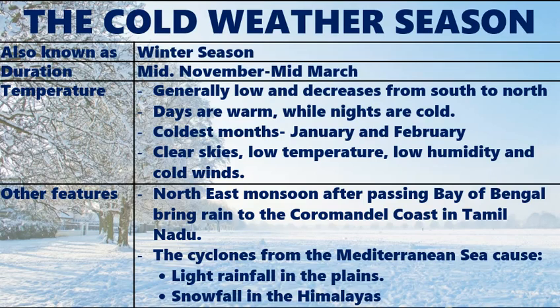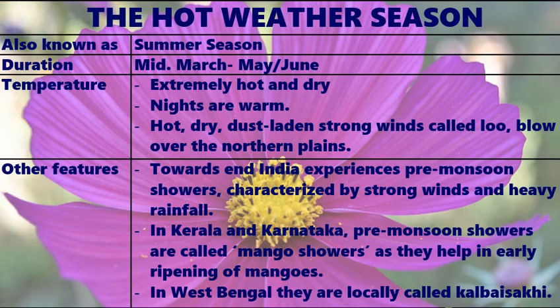Turning on to the hot weather season, that is the summer season, which starts from the middle of March and continues till the end of May. In some parts, it continues till the end of June. During these months, almost every part of India experiences hot and dry weather. Even the nights are warm.